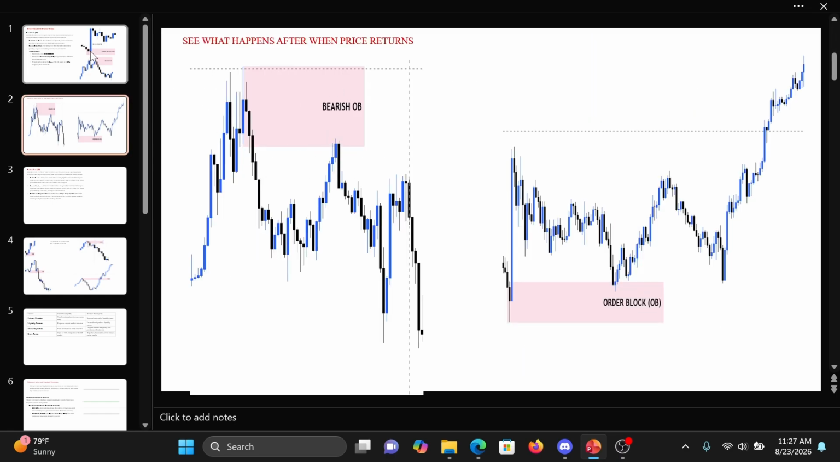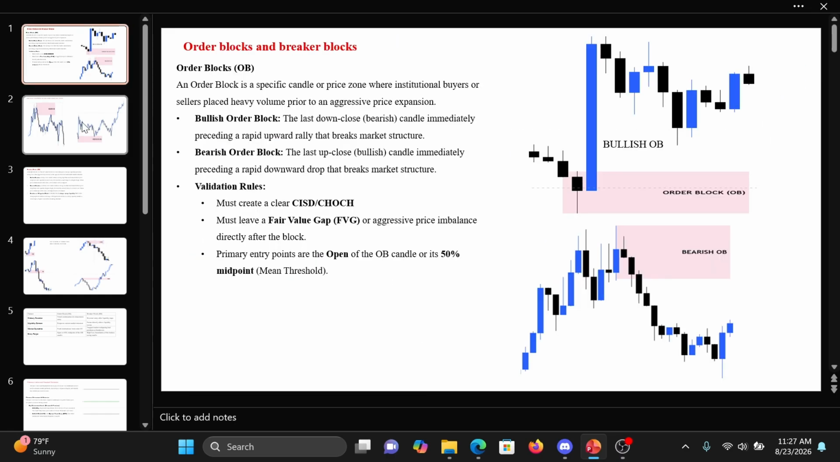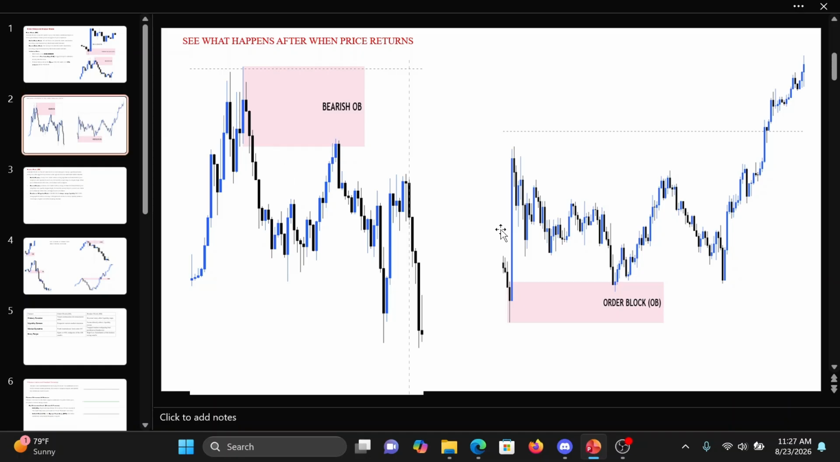Let's take a look at this example. What you are seeing here is the same as this. For the bullish order flow, the candle was this one here. Price was bearish here. We left the last bearish candle, and then what happens? Price comes and breaks this market structure here, creating a CISD, pushing impulsively to the upside. What happens when price returns? It comes to this order block and then starts buying.